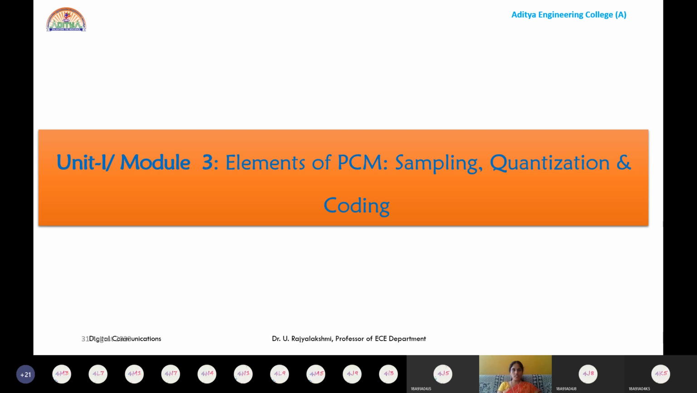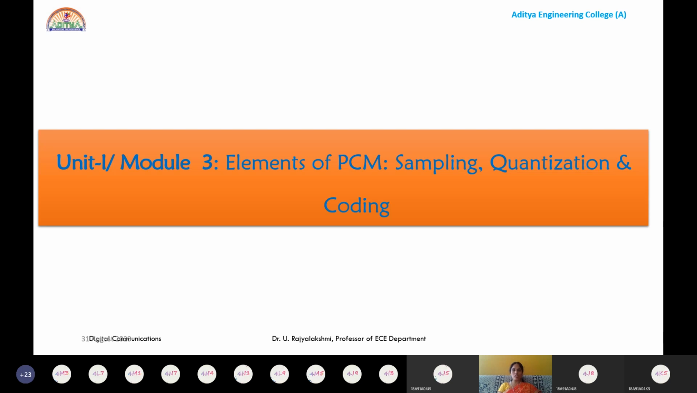In the last class, we started the elements of PCM, and we gave an introduction to each and every element present in pulse code modulation. And what is meant by pulse code modulation? This PCM represents the code format or the binary sequence. So an analog signal is converted into a binary sequence by using pulse code modulation.